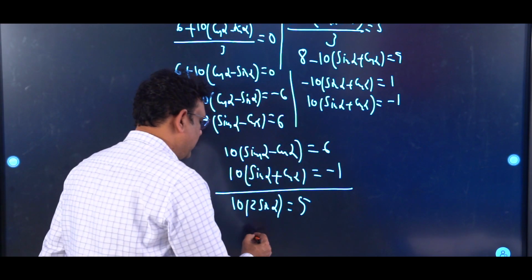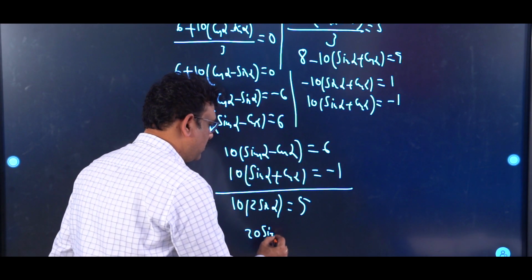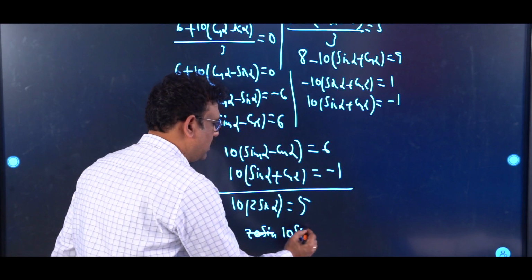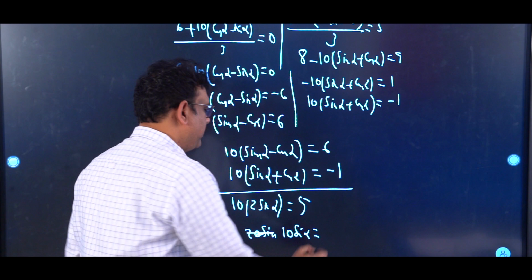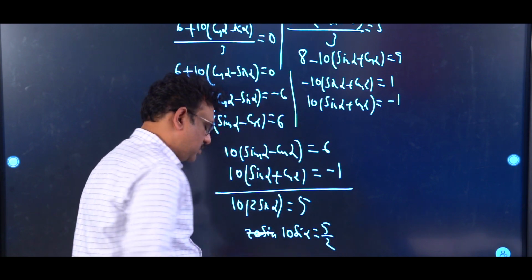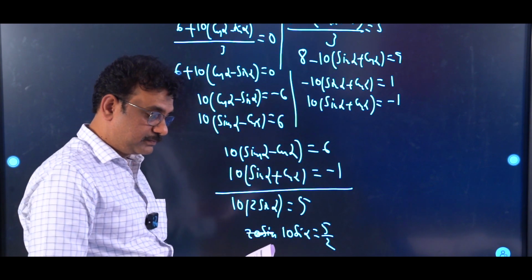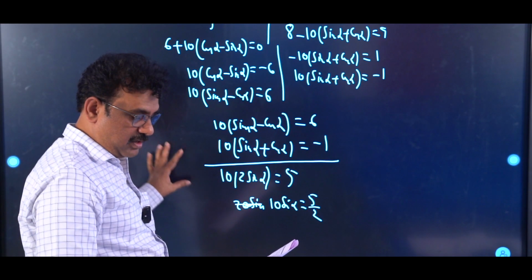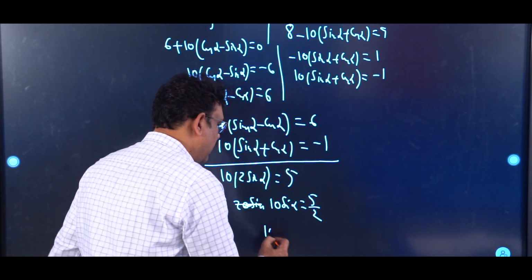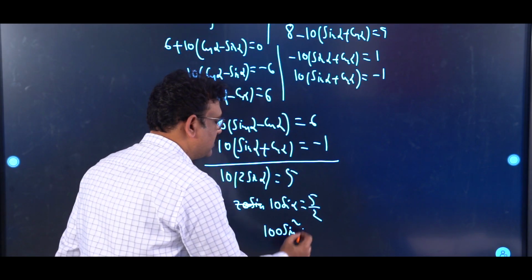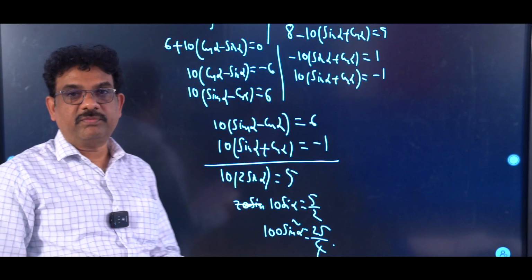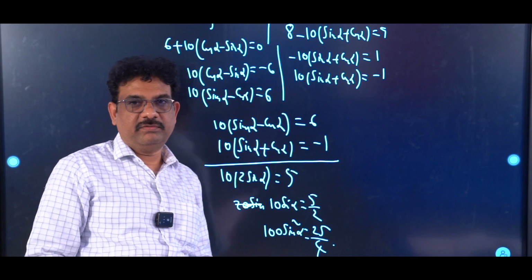So 20 sin alpha is equal to 5, that is 10 sin alpha is equal to 5 by 2. So we have to find 100 sin square alpha. Squaring on both sides, 100 sin square alpha is equal to 25 by 4. That is the required value.